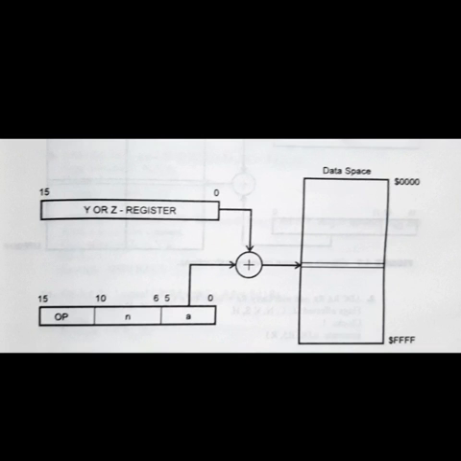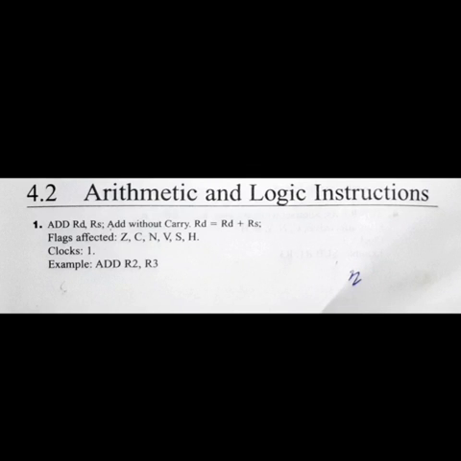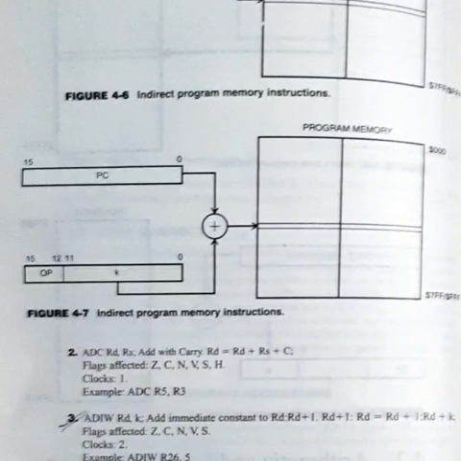Next are the arithmetic and logical instructions. The first one is ADD RD, RS: add without carry, RD equals RD plus RS. Flags affected: Z, C, N, V, S, H. Clocks: 1. The second is ADC RD, RS: add with carry, RD equals RD plus RS plus carry, and clocks is 1.